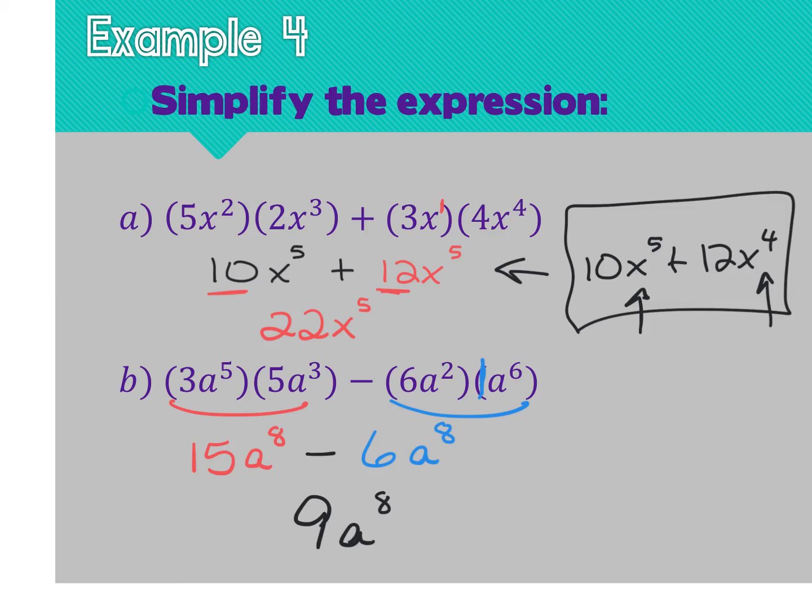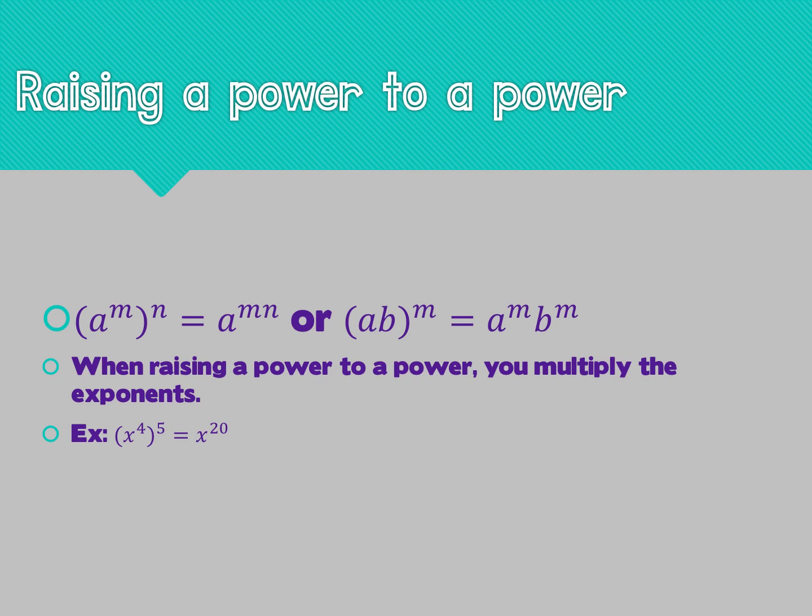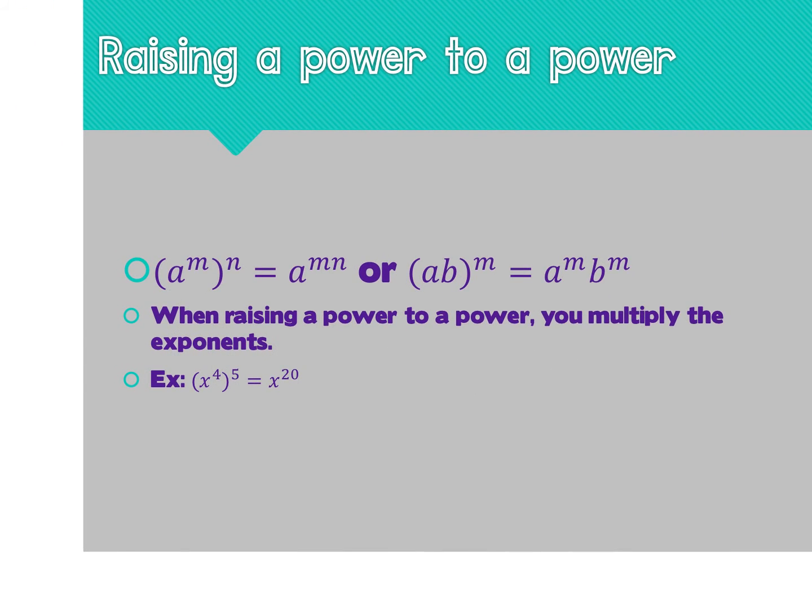Here we go. So raising a power to a power. Notice I've got a to the m is a power, but then it's raised to another power, which is the n. When you raise a power to a power, we're going to multiply the exponents. So here, a to the m raised to the n power, we just take the m and the n and multiply them. Okay, it could also be written this way or this way.